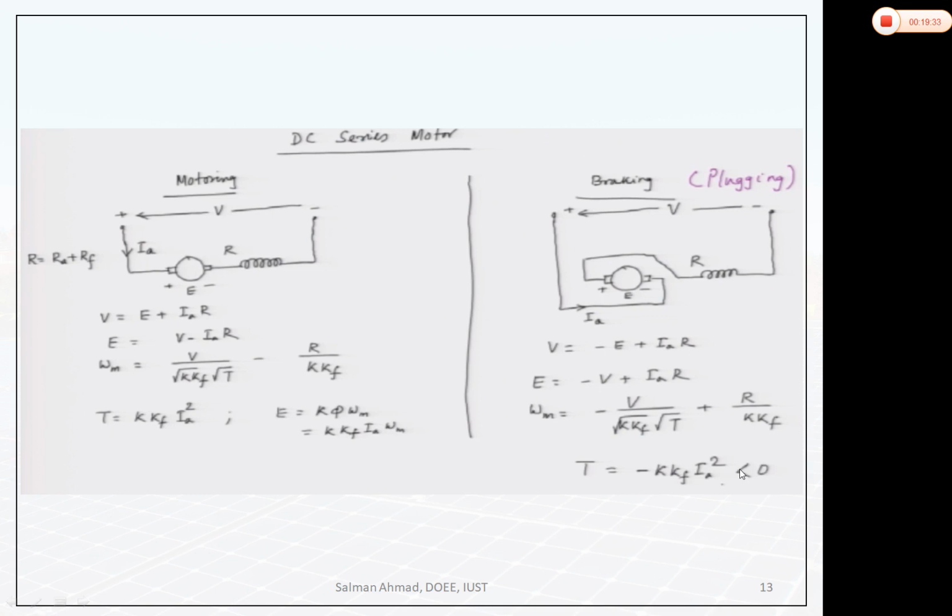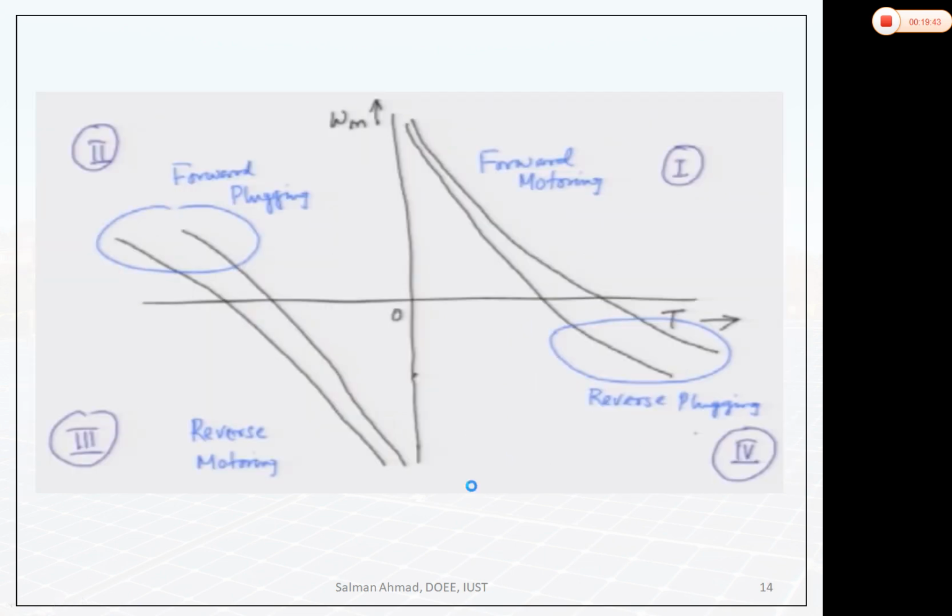So torque we are getting, because Ia square is a positive number, these two coefficients are positive. So this we can see is a negative number. So DC series motor characteristic with resistances, we can change something like this. I discussed in the last class. Similarly for negative portion, we are having characteristics like this, parallel lines.